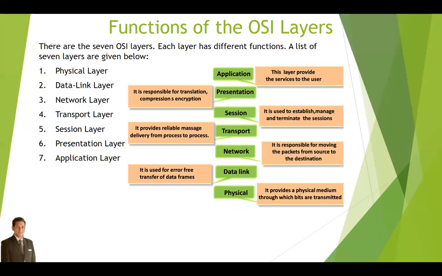Physical layer. Physical layer provides a physical medium through which bits are transmitted. Data link layer. Data link layer is used for error-free transfer of data frames. Network layer. Network layer is responsible for moving the packets from source to destination. Transport layer. Transport layer provides reliable message delivery from process to process.